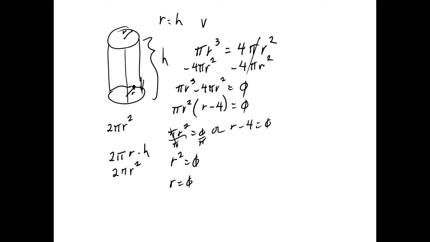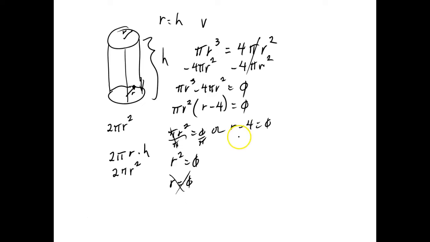Can you show me a can whose radius is 0? No, it's not there. There is no radius, okay? And the height is also 0 because the radius is equal to the height. So it's not there. So this is a meaningless solution in the real world. It's mathematically a solution, but it doesn't happen. There's no right circular cylinder with a radius of 0 or a height of 0. It just doesn't exist. So that leaves us with r minus 4 equals 0.